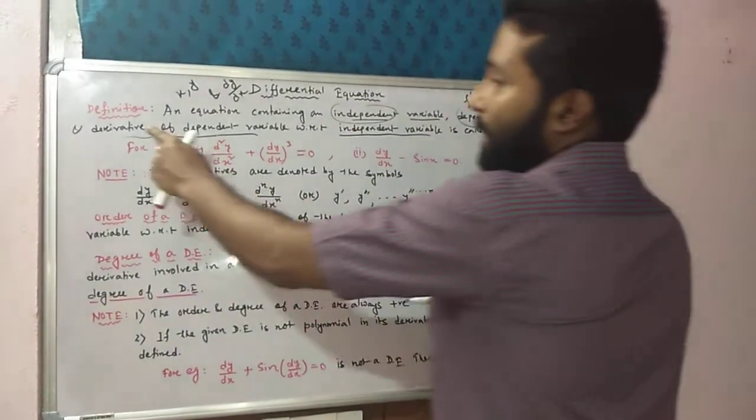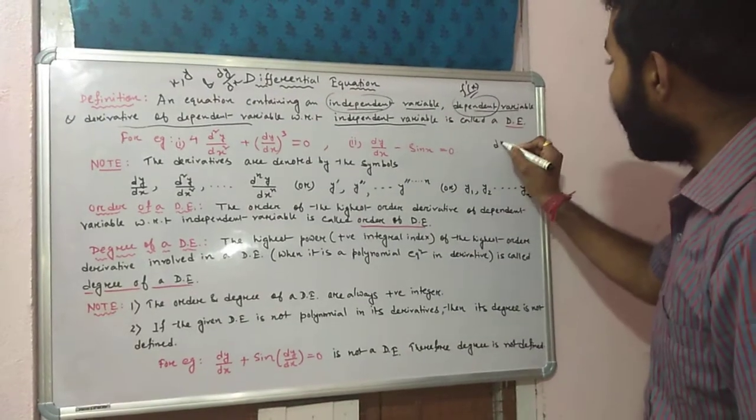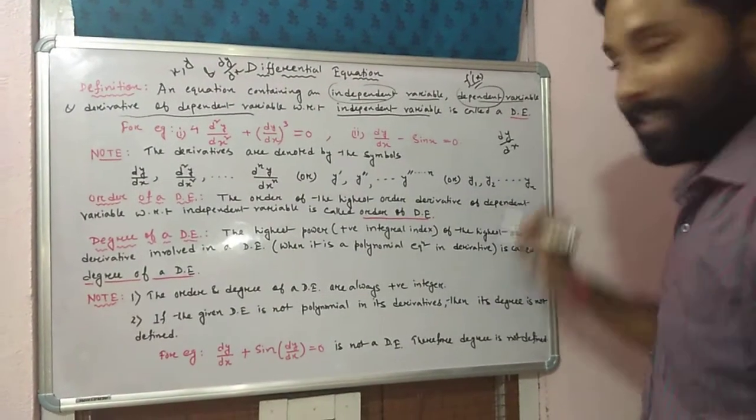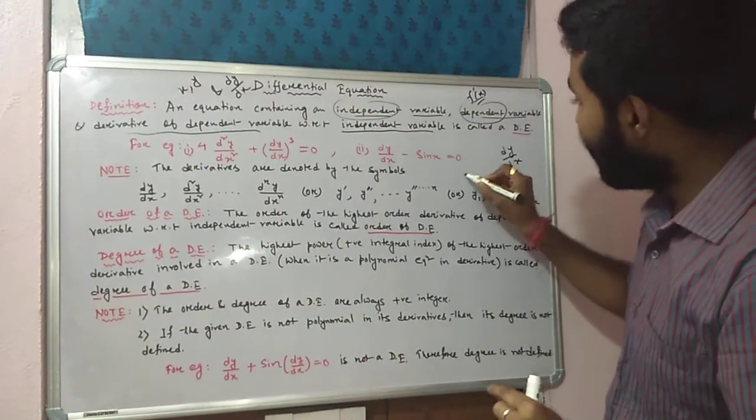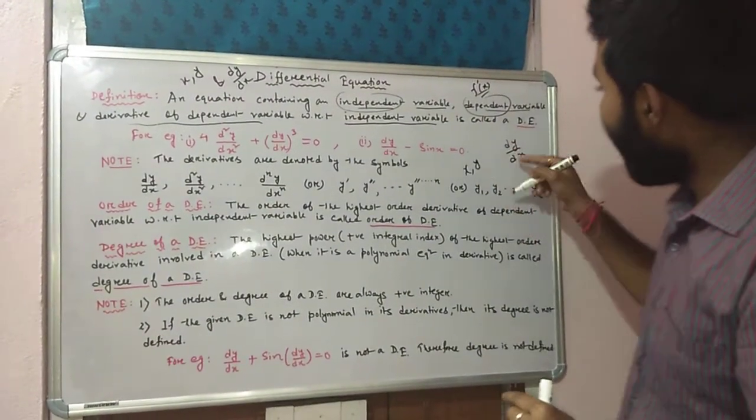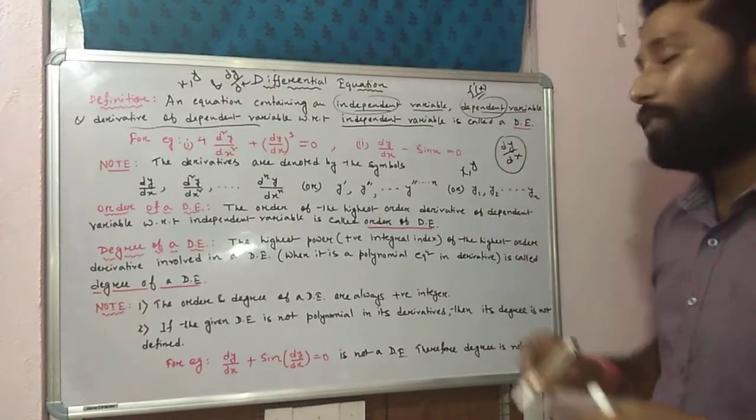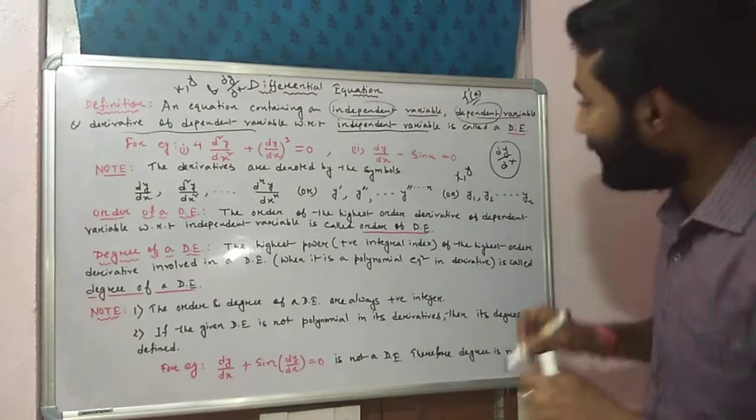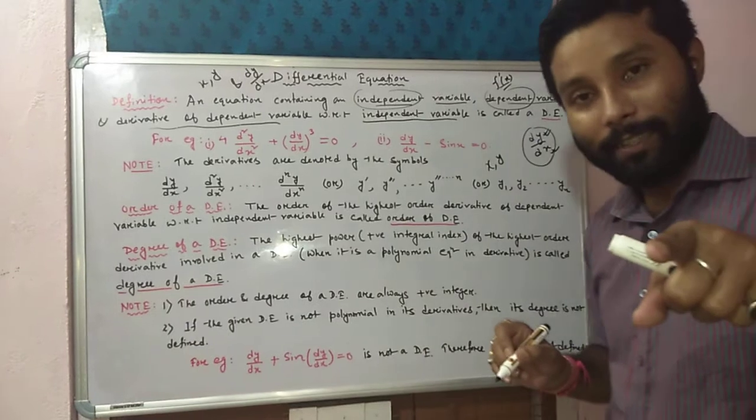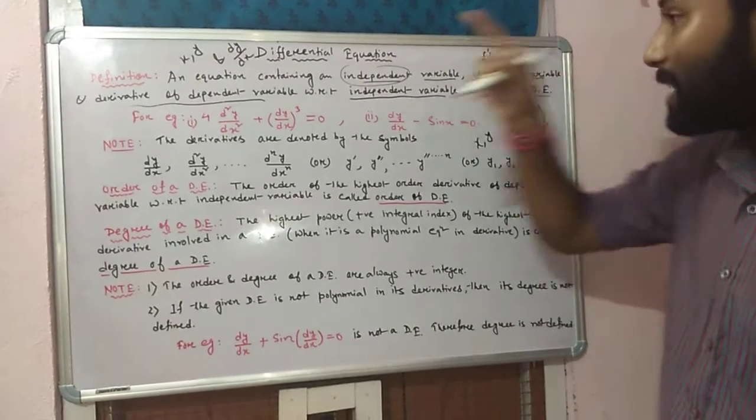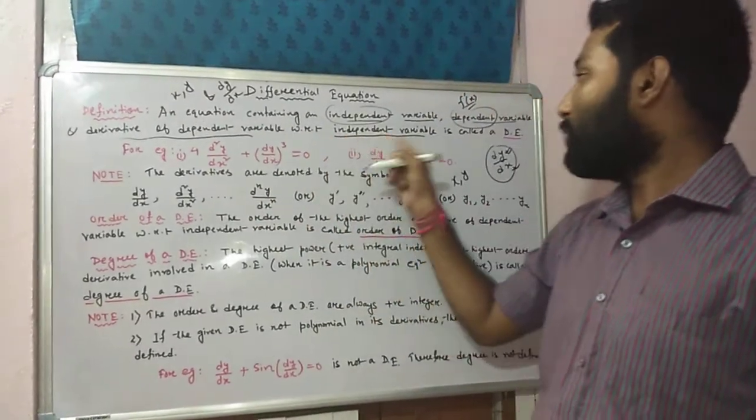देखो, derivative of dependent variable with respect to independent variable. Say if I write dy by dx, an equation contains x, y and dy by dx. So what is the meaning of dy by dx? First of all, you tell what is the meaning of dy by dx. Dy by dx means the derivative of y with respect to x. Yes, so derivative of y with respect to x, that means derivative of dependent variable with respect to independent variable.